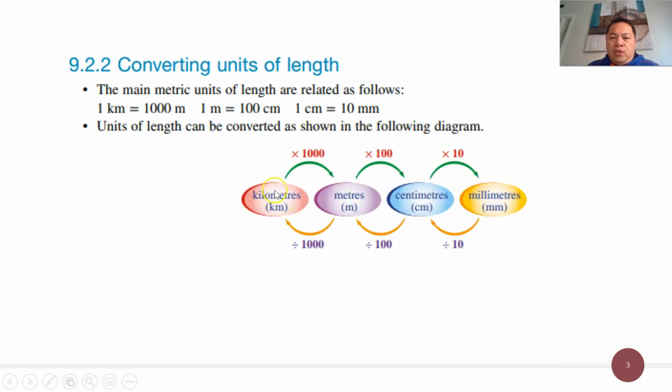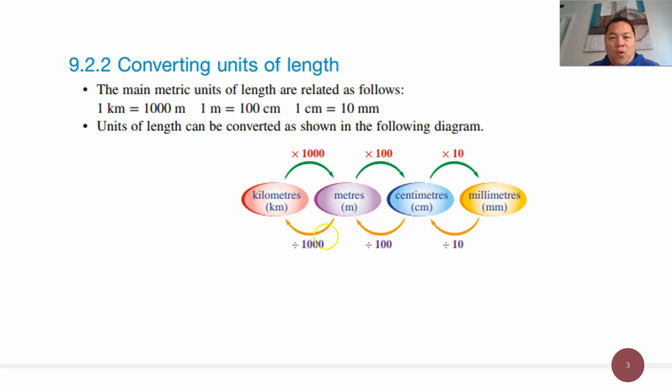Whenever you need to convert from kilometers to meters, you have to times 1000. From meters to cm, you got to times 100. From cm to mm, you got to times 10. But when you need to convert from mm to cm, you have to divide by 10. Cm to meters, you got to divide by 100. Meters to kilometers is divided by 1000.